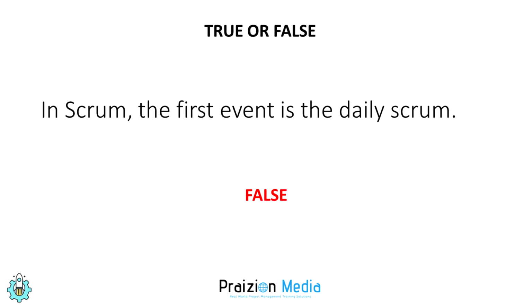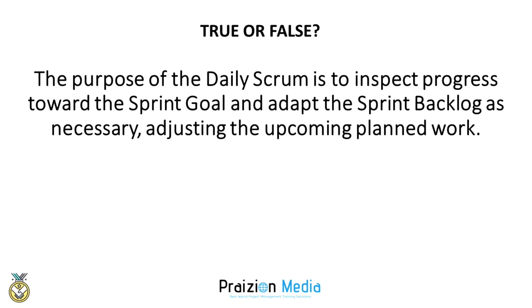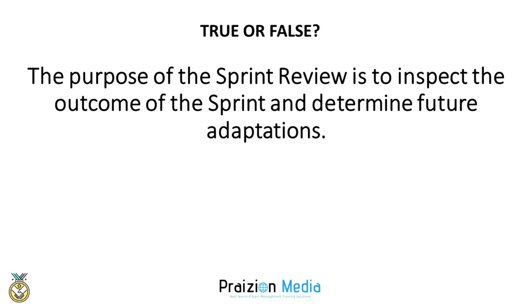False. The purpose of the Daily Scrum is to inspect progress toward the sprint goal and adapt the sprint backlog as necessary, adjusting the upcoming planned work. True. The purpose of the sprint review is to inspect the outcome of the sprint and determine future adaptations.